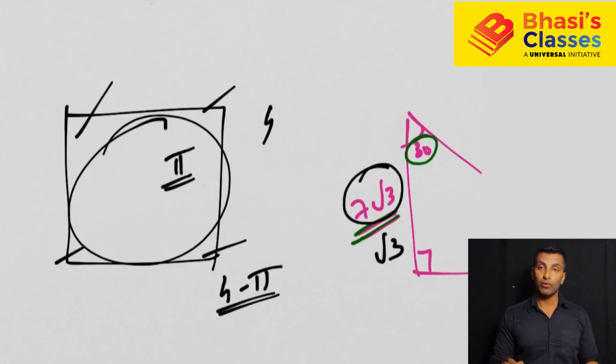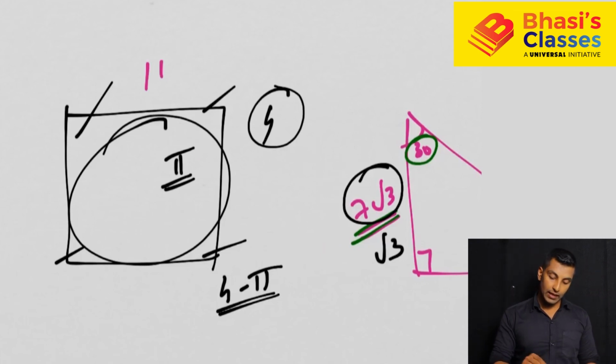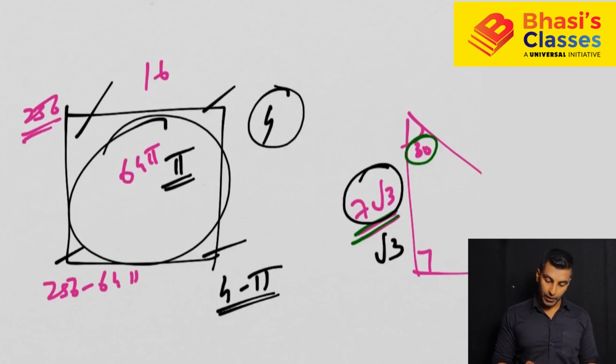What is the cloth used? That is pi. What is the total area? 4. If it is 4, what about if it is 16? Then 256 is the total area. So this has to be 64 pi. So what is the cloth wasted? 256 minus 64 pi, like this.